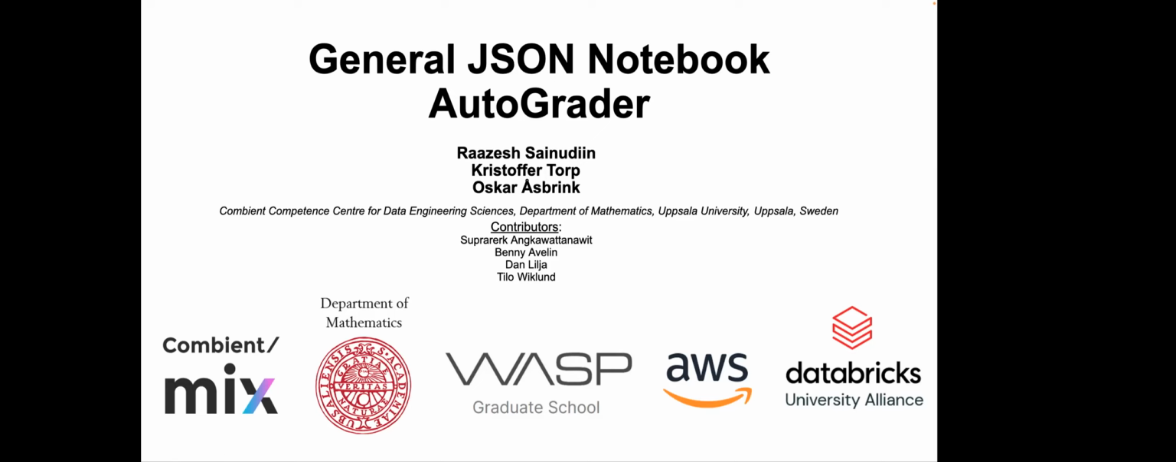I will also give some props to the sponsors. Combient Mix paid for a lot of the student time for the summers to do this, the last couple of summers. And the Department of Mathematics also paid Suprarek. The Wallenberg Autonomous Systems and Software Program is a really big program in Sweden, with several hundred PhD students working on AI, and this graduate school also supported the program. Of course, AWS credits via the Databricks University Alliance. And none of this would be possible without Rob Reed's help. I'm going to step out after this slide.